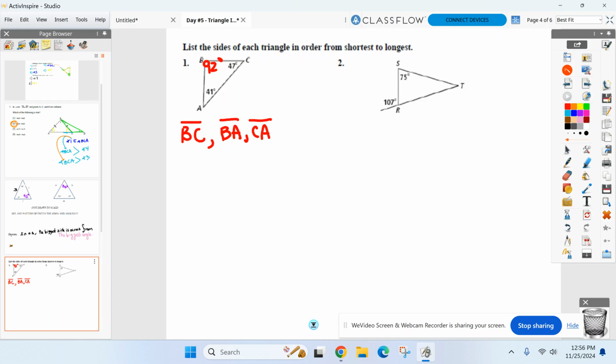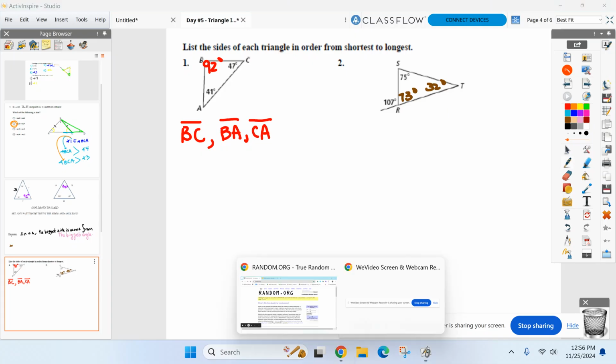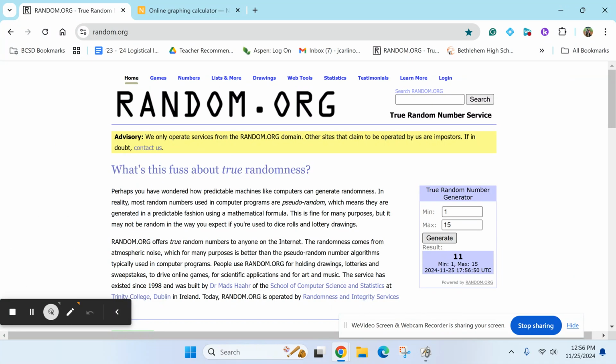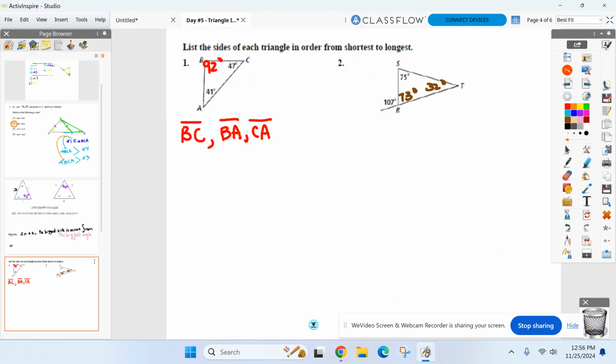And then number 2, nobody's ranking anything till I know the angles. Is everyone comfortable finding the missing angles there? 107 and the one next to it, supplementary. Hopefully we're good. 73. And that would make angle T 32. Rank them. Smallest side. Jacob's smallest side, SR. Next smallest side, ST. And the largest side. You got it. All good with ranking them, given the angles.